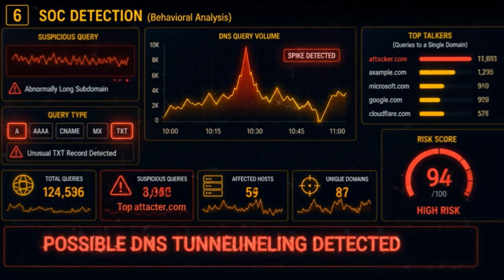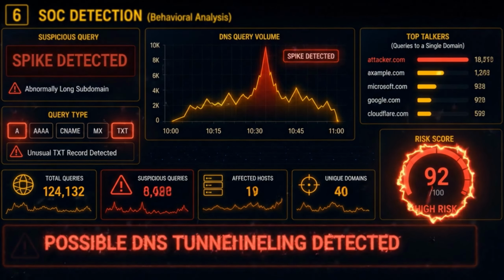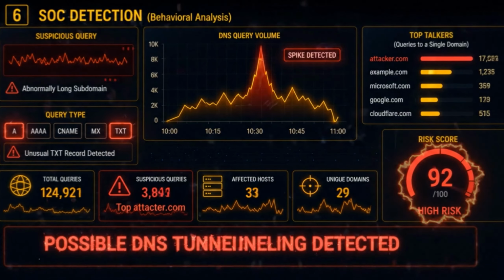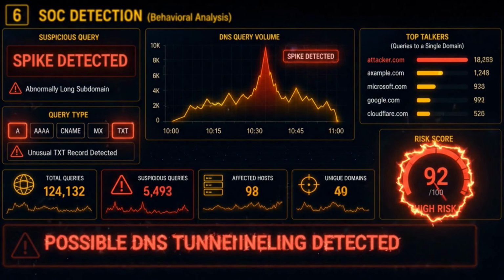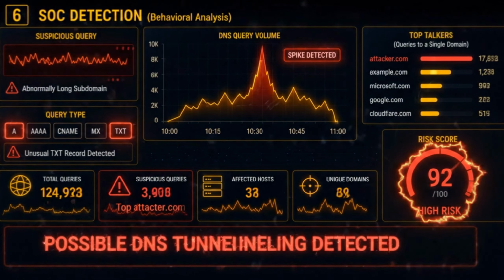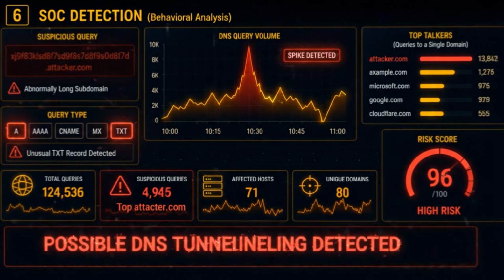That's why DNS logs remain one of the most valuable sources of evidence inside a security operations center. If you can understand DNS, you will investigate incidents much faster and become a strong SOC analyst.